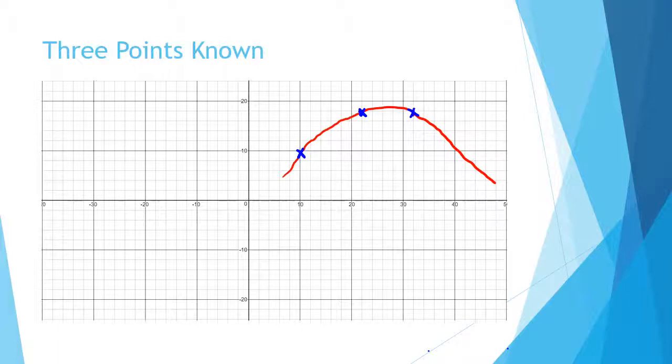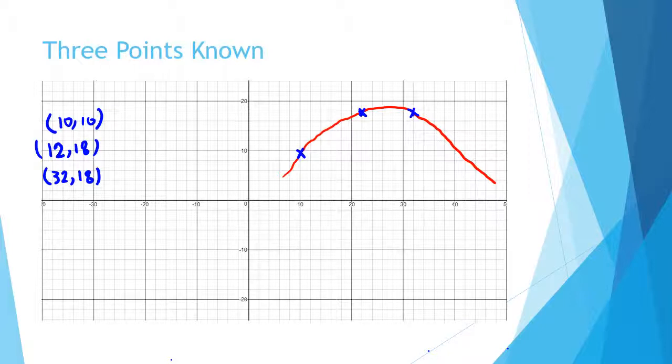So I'm just going to write the coordinates of the three points. The first point is 10, 10. The next point is 12, 18. And the third point is 32, 18. Now we're going to use the graphic calculator to find the equation for this one.